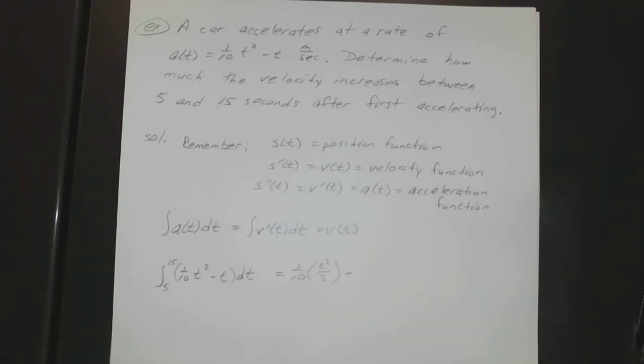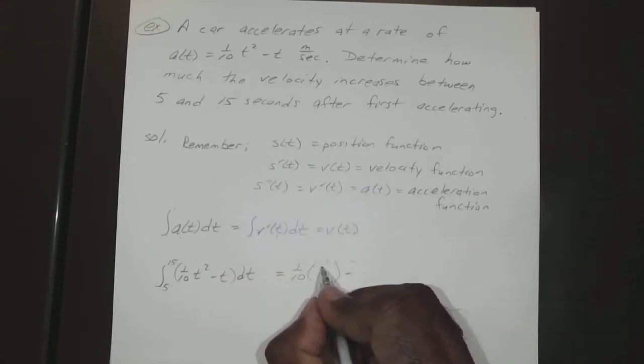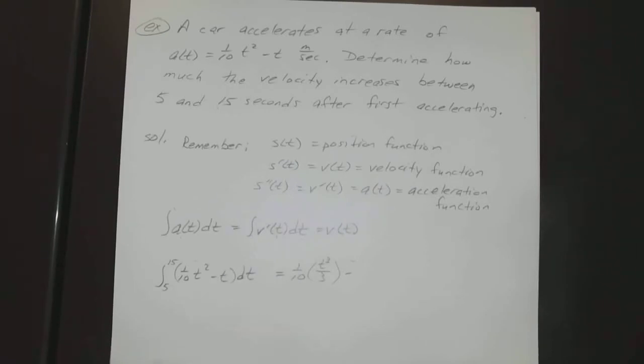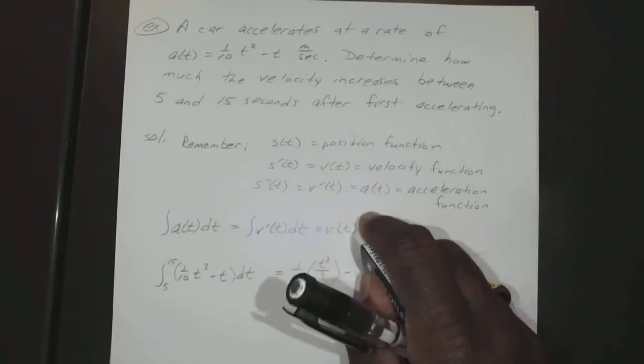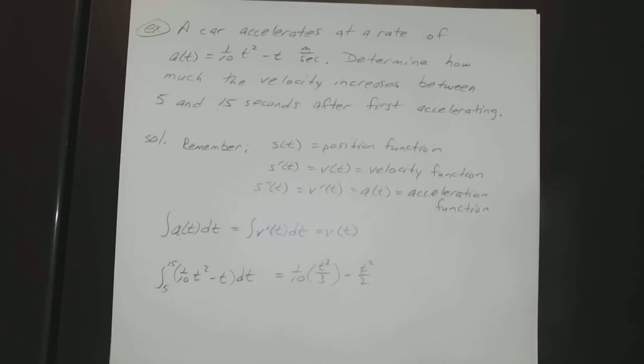Oh, t to the third over 3. I'm looking ahead. T to the third over 3, and that becomes t squared over 2. Move that up a little bit. T squared over 2, and we're going from 5 to 15.